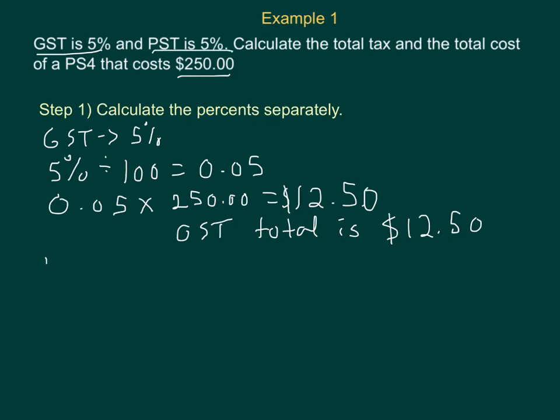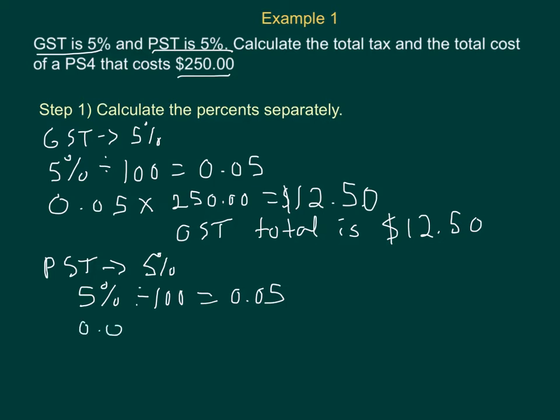For PST, we follow the same formula. Our PST happens to also be 5%. So same thing as before, let's find what 5% is of our total. 5% divided by 100 first gives us 0.05 as our decimal. Then we take our decimal and multiply it by our total number, which again is 250. And like before, our PST is going to be $12.50.